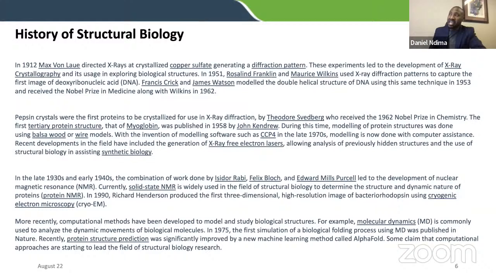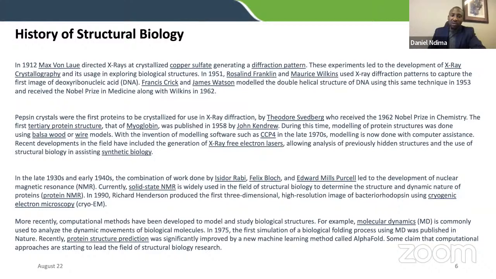The things that we normally talk about and say, this is a DNA, these are the founders of this molecule. Francis Crick and James Watson, another famous pair of scientists, modeled the double helical structure of DNA using the same technique in 1953, and received a Nobel Prize in medicine along with Wilkins in 1962. Pepsin crystals were the first proteins to be crystallized for use in X-ray diffraction by Theodor Svedberg, who received the 1962 Nobel Prize in chemistry. The first tertiary protein structure, that of myoglobin, which is what we find in blood cells, was published in 1958 by John Kendrew. During this time, modeling of protein structure was done using balsa wood or wire models.